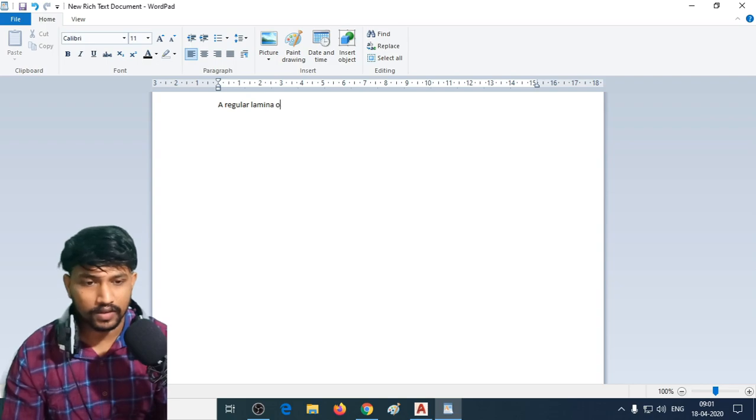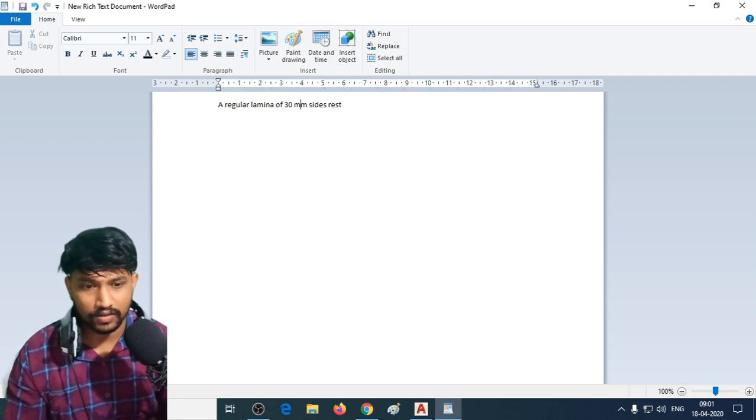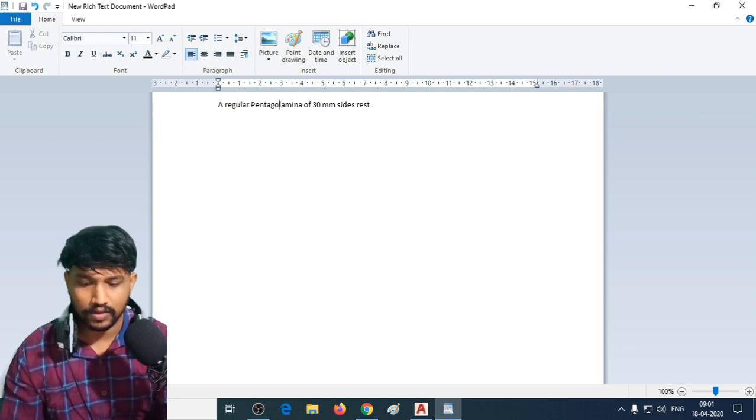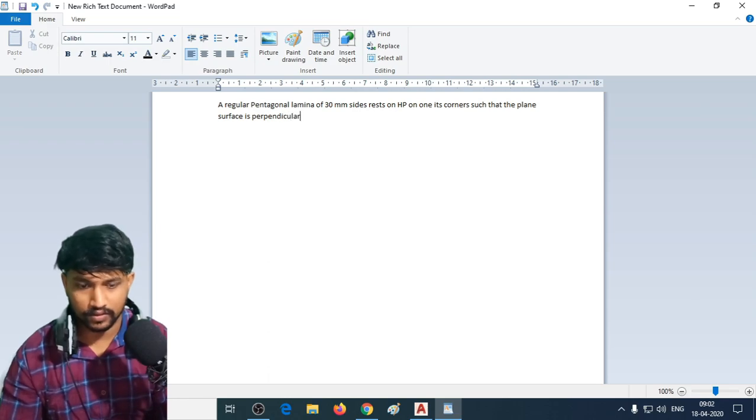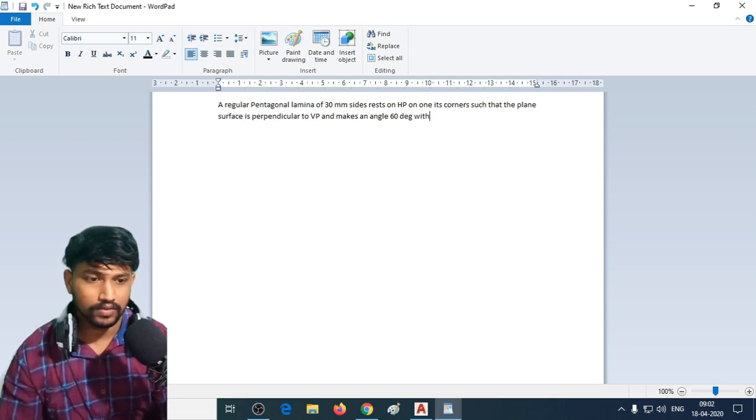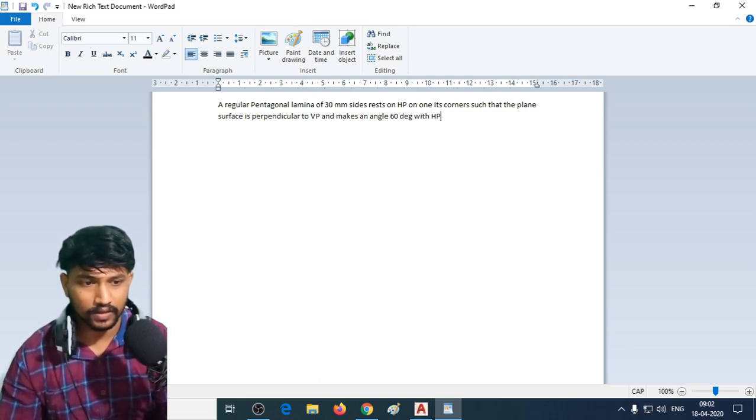A regular pentagonal lamina of 30 mm sides rests on the horizontal plane on one of its corners such that the plane surface is perpendicular to the VP and makes an angle of 60 degrees with the horizontal plane. Draw its projections.